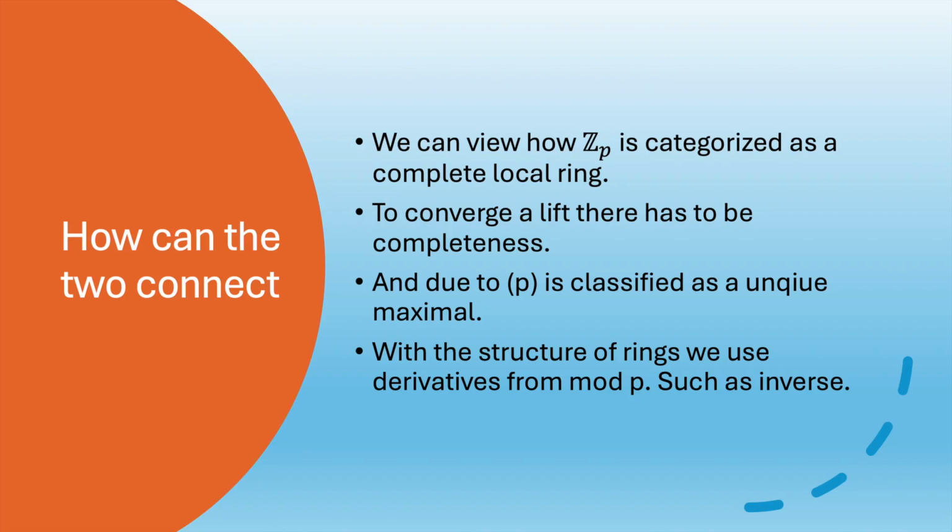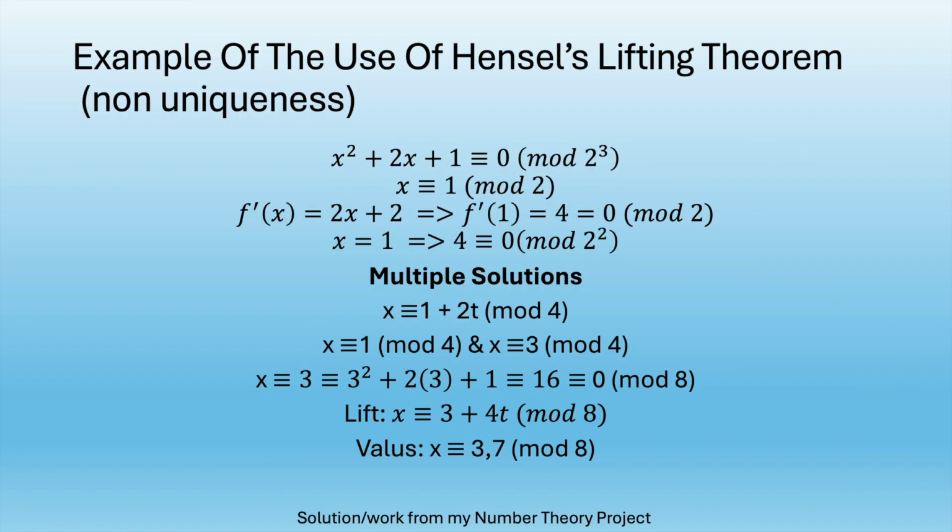There could be other forms that can happen, but the more classified and more clear would be having a form of inverse. Now we'll be looking at an example of the use of Hensel's lifting theorem. This one is in a non-uniqueness problem. Basically I grabbed this from my number theory project and I wanted to use it mainly because I feel like this one was good enough to show how Hensel's lifting worked.